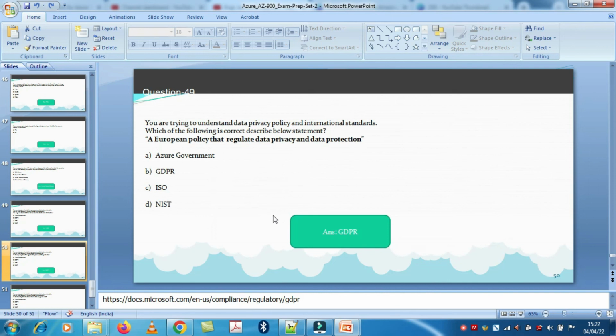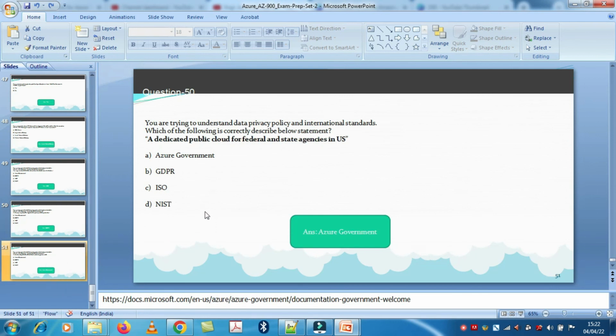Correct? Now moving to the next question, guys. That is the final question, question number 50. You are trying to understand data privacy policy and international standards. Which of the following correctly describes the below statement? A dedicated public cloud for federal and state agencies in the US: that is Azure Government.